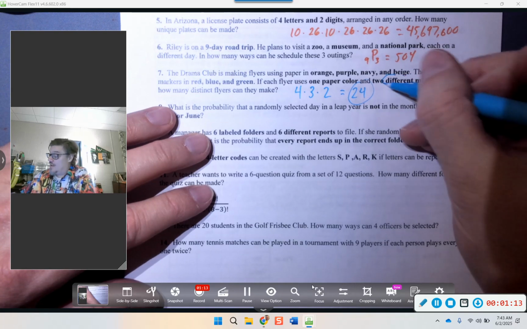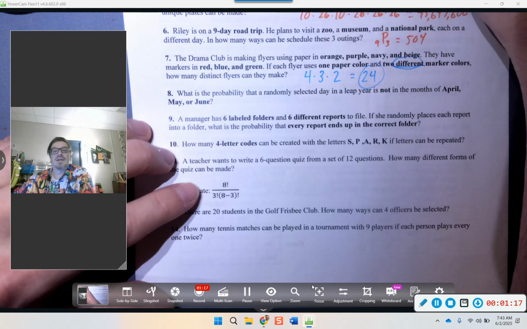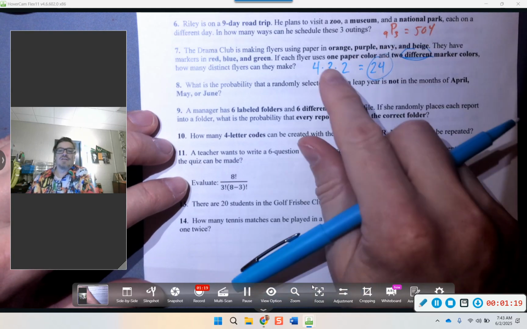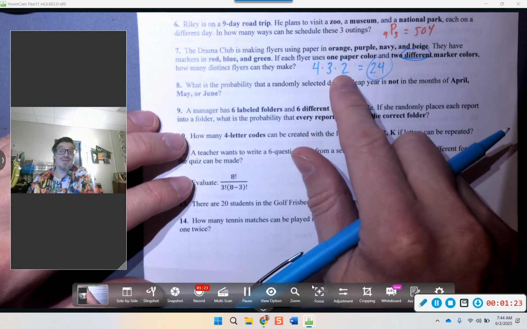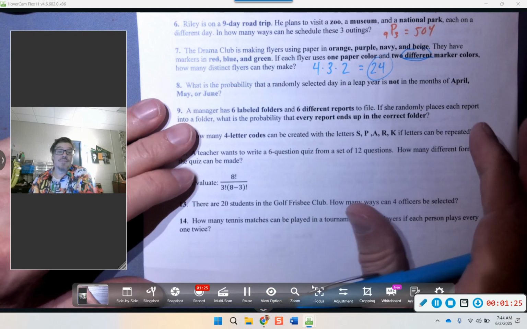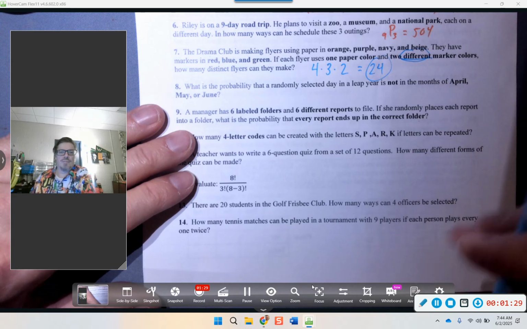So the English is so important when you're dealing with probability. That one word changes it from 3 to 2. Okay, so that would have actually been 36 instead of 24 if they would have been 2 of the same markers. But that's actually physically impossible.